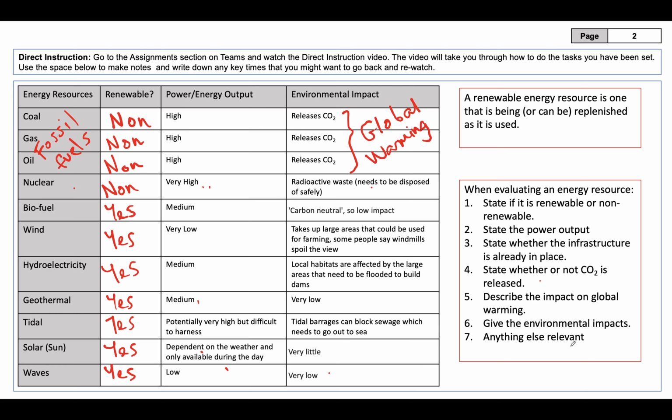And then anything else relevant, we might run out of it one day. So any extra things that you know can go in this point. So every time you're asking these questions, work through these 1, 2, 3, 4, 5, 6, 7 points. When you're going through the questions later on in this packet, flip back to this page or go back to this point in the direct instruction to have a look at it, but always go through these.